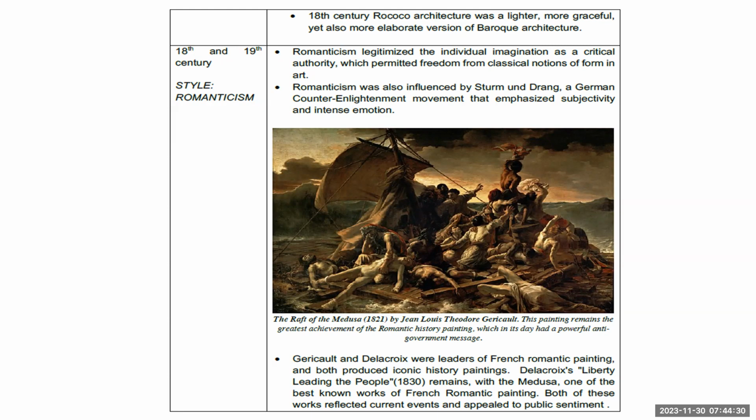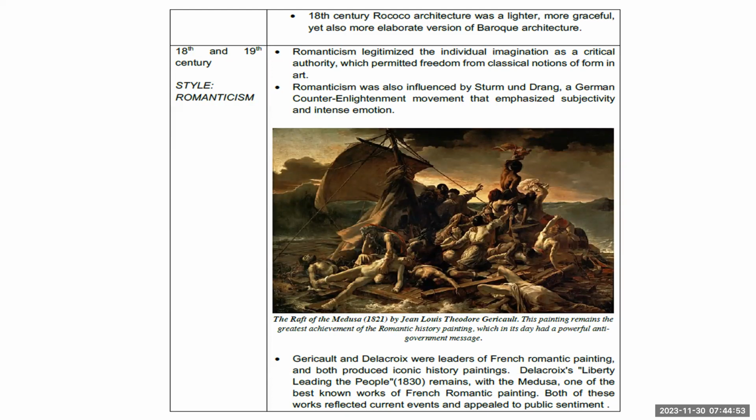Géricault and Delacroix were leaders of French Romantic painting and both produced iconic history paintings. Delacroix's Liberty Leading the People remains, with the Medusa, one of the best known works of French Romantic painting. Both of these works reflected current events and appealed to public sentiment.